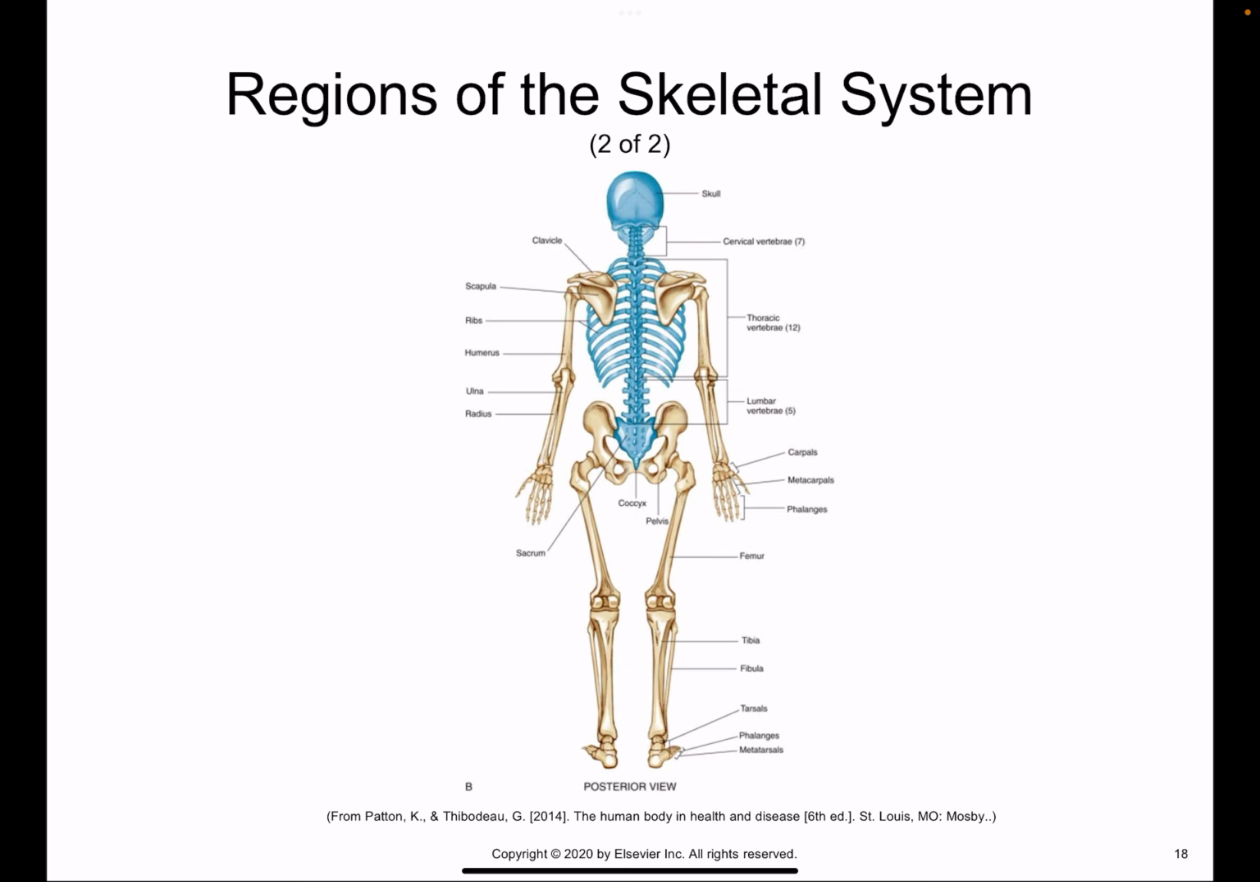Here is the posterior view of the regions of the skeleton, where you can see that the scapula is in fact part of the appendicular region, right? But everything stays relatively the same. You can see how the coccyx really is our little tailbone. It's my favorite. But that's one of the things to be aware of. Our sacrum, our beautiful sacrum, of course, always part of the axial region. Pelvis, part of the appendicular region.